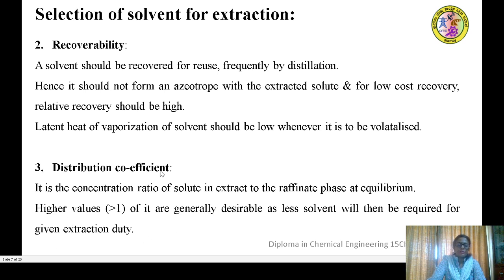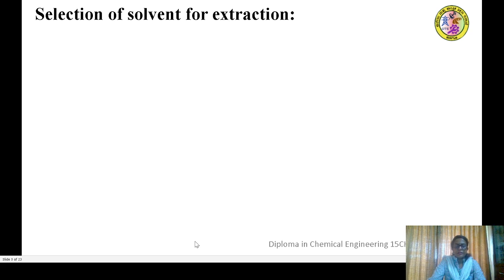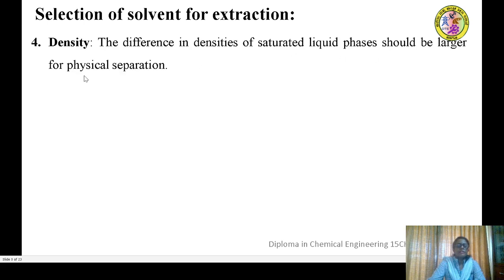So higher values of distribution coefficient for a given solvent is necessary to select that particular solvent as an extractant in the given operation. So that is how we need to understand how we can make the best choice by considering selectivity, recoverability, and distribution coefficient. So these three are the important factors. Apart from these three, there are other factors also, such as density, the fourth characteristic.